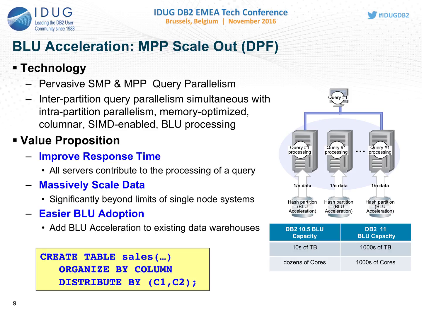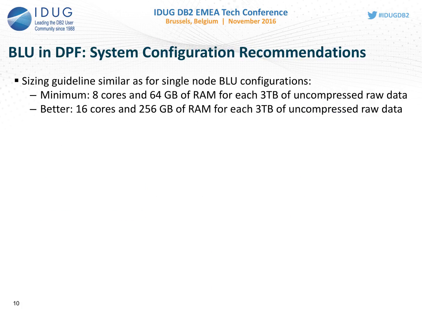Okay. So when you start thinking about BLU in DPF, one of the first questions that comes up is, how about capacity planning? How about sizing? How do we configure the system? Is that the same as before? What do we need to know here? And the answer is that the BLU sizing guideline at a high level is very similar for DPF and non-DPF.